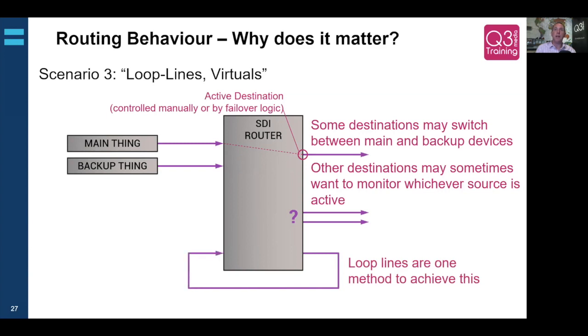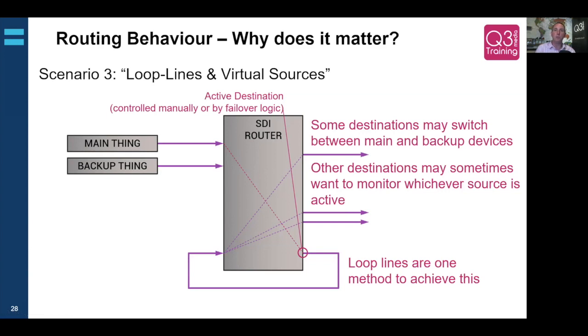If we take a router destination, take an SDI, a coaxial cable, and connect it back in as an input, that then gives us a mechanism we can use to make routes from that new source to all those destinations. And then when we switch between our main thing and our backup thing, all three of those destinations correctly follow which one is active. And obviously, if they don't want to look at it anymore, they can switch their route to a completely different source. Nice and simple.